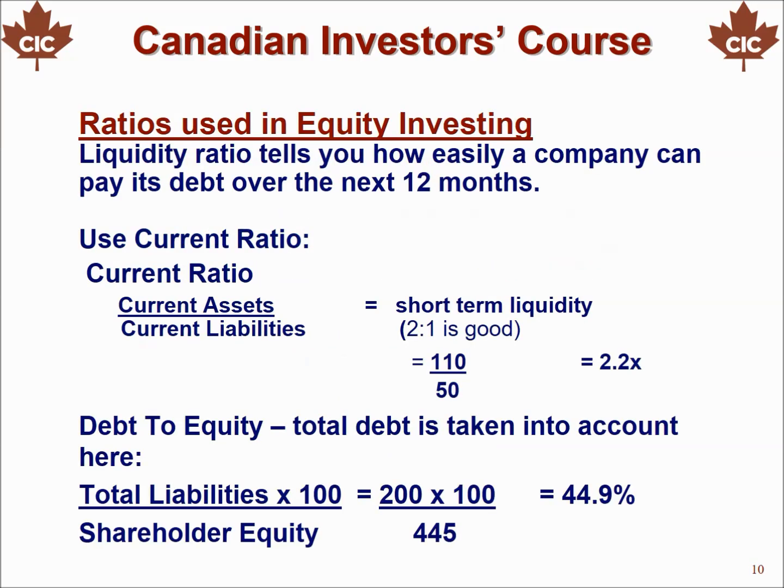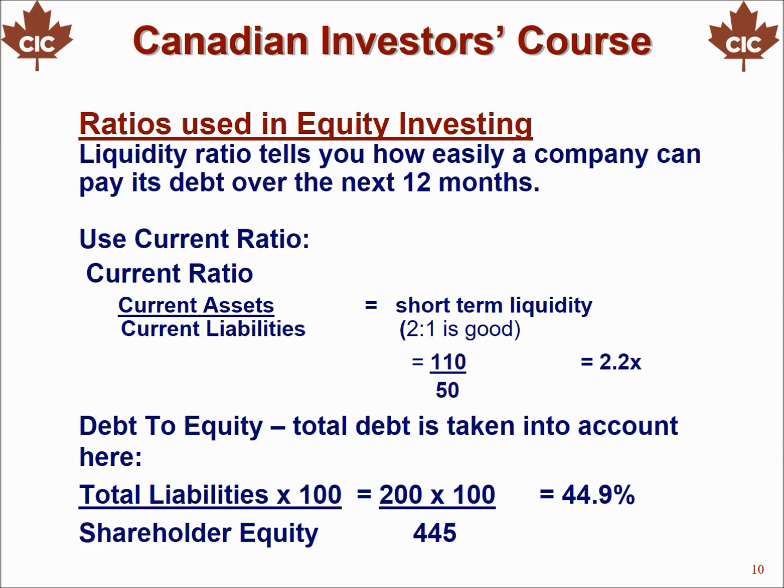Some of the ratios that we use, we'll go through a whole collection of these ratios. So ratios used in equity investing. Liquidity ratio tells you how easily a company can pay its debt over the next 12 months. So you use a current ratio. The current ratio is current assets divided by current liabilities equals short-term liquidity. 2 to 1 is good. Anything higher than that is better. So 110 over 50, 2.2, not bad.